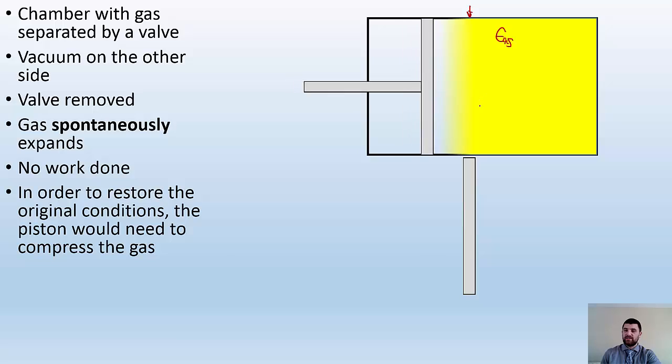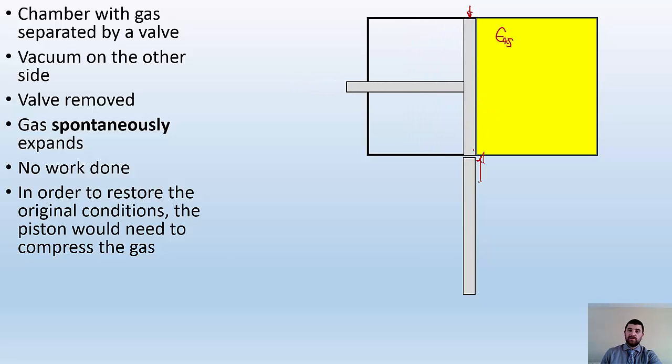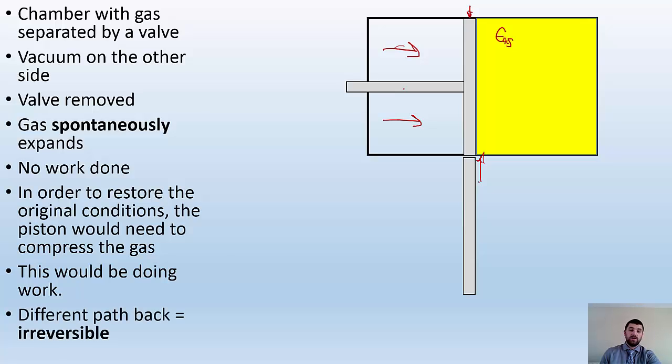Now, if we wanted to restore the original conditions, we'd need this piston to compress the gas back into one side of it and then close our valve. So if we have to compress the gas using that piston, we're doing work. So we're not able to go back to the conditions that we started with in the same way. We have to do work. No work was done to diffuse out. In order to get it all into one side, we'd have to do work. So different path back means that this would be an irreversible reaction, right?